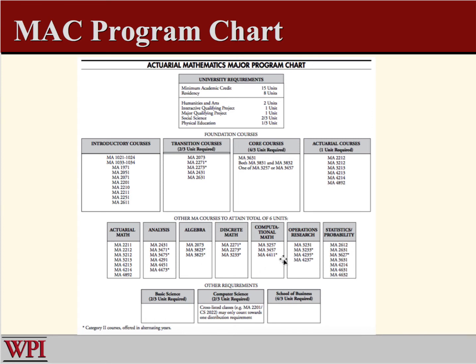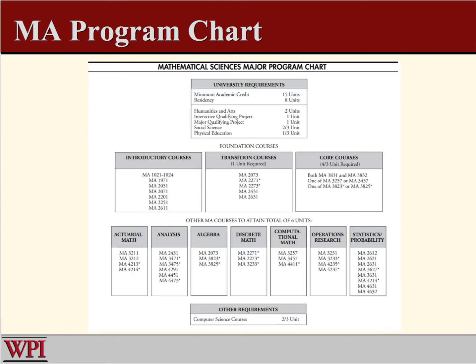And so we're going to choose from actuarial math, analysis, algebra, so on and so forth. This is a very nice way to visually organize the major. For the mathematical sciences major, we have the same kind of thing. And here, you have to choose your specialty. Realize that when you're in actuarial math, you really have chosen your specialty as actuarial. Here, you have to decide what kind of math interests you.